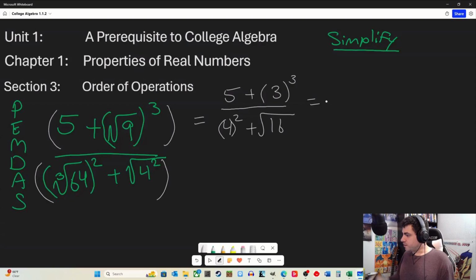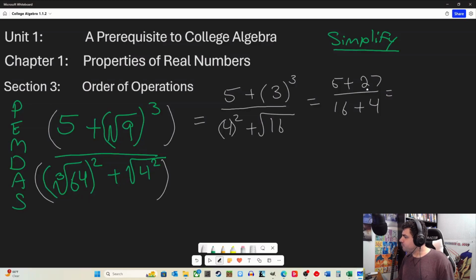Now, we see a few more work that needs to be done before we can add these numbers together. So we have 5 plus, what is 3 cubed? 3 cubed is 3 times 3 times 3. We did that a little while ago when searching for the cube root of 64. We should remember it was 27 divided by 4 squared. 4 times 4. 16 plus the square root of 16. Think about it. It's the inverse of 4 squared, plus 4, right? Cool, huh? All right. Now we can add.